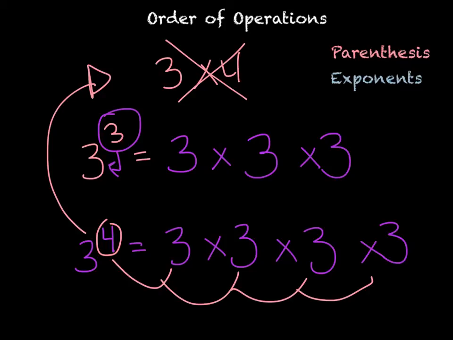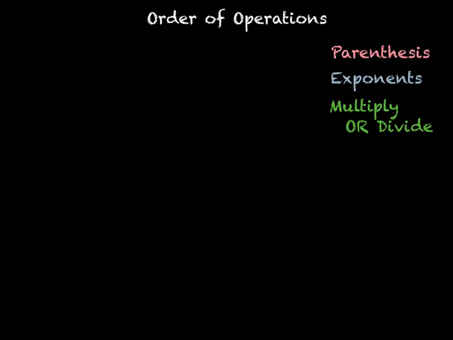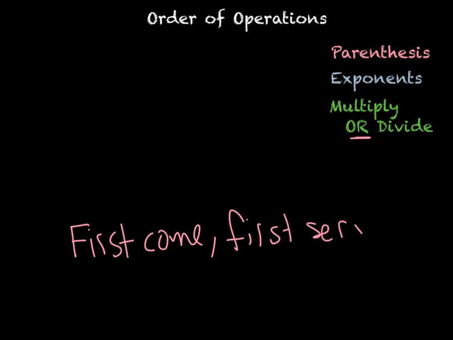After you finish doing your parentheses and your exponents, then we move on to multiply or divide. I say or because the way we're going to do this is first come, first serve. So I'm going to write that down. First come, first serve. And what that means is if we have, let's say, 3 times 2 minus 4 divided by 2, I'm going to look at this and go left to right. So I'm going to look at what comes first going left to right.